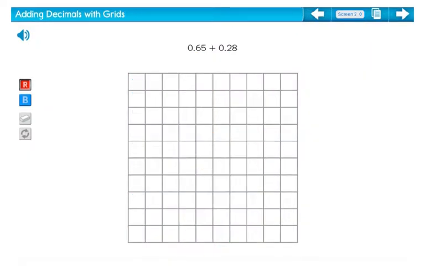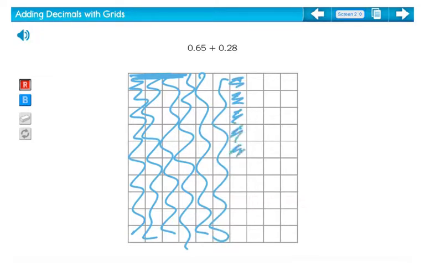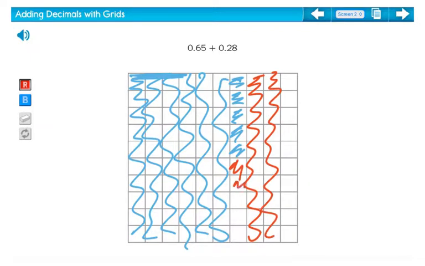If I were to take 65 hundredths in blue, well, this is 10, 20, 30, 40, 50, 60, and 61, 62, 63, 64, 65, plus 28 hundredths, 10, 20, 21, 22, 23, 24, 25, 26, 27, 28. Again, I could count those all up.